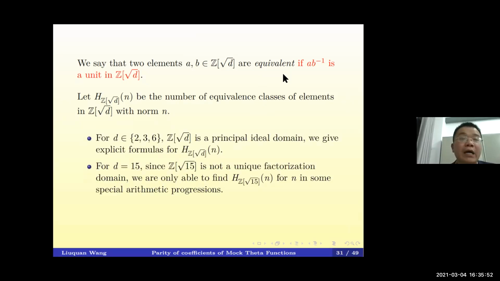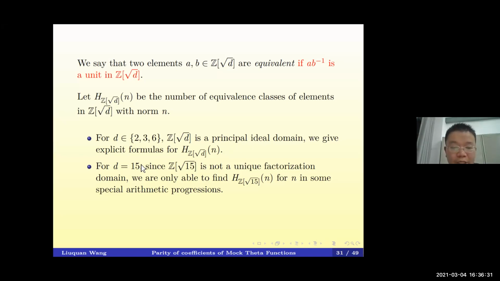Well, we do not need to consider a general D, but instead we only need to consider 4 special cases. That is, we just need to pay attention to the values of D when D equals 2, 3, 6, or 15. And in the first 3 cases, this ring Z adjoint square root D is a principal ideal domain. And for this case, it is very good. We can give explicit formulas for H of n. So we can actually count precisely how many such equivalence classes there are for elements with norm n.